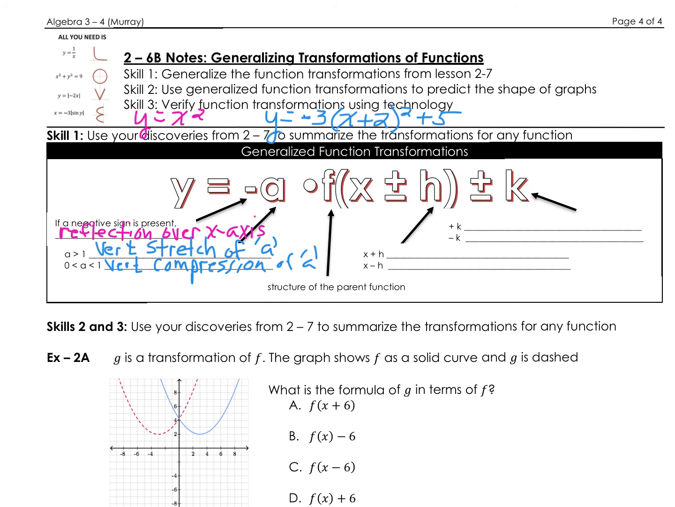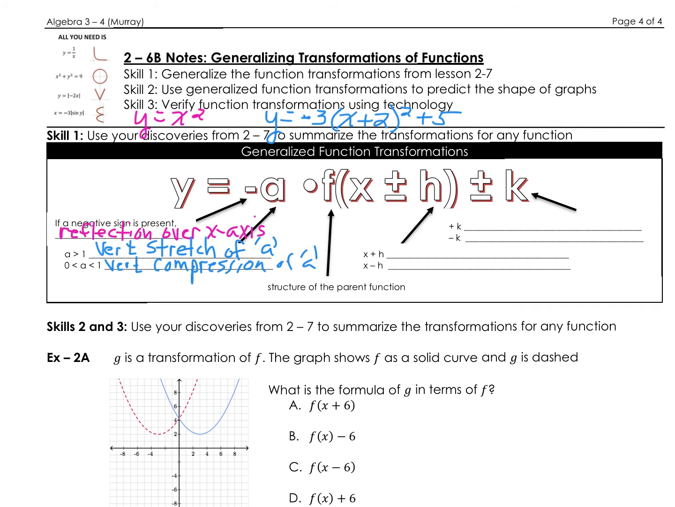Then we're going to look inside the function. On our example here, inside the function, we have a +2. Now, it is affecting x. So think about it this way: inside the function is affecting x. Outside the function is affecting y because it changes your final answer. So inside the function affects x. X goes in a right-left direction. You would think that a +2 would move the graph to the right 2, but it doesn't. Oddly enough, it's going to move the graph to the left.